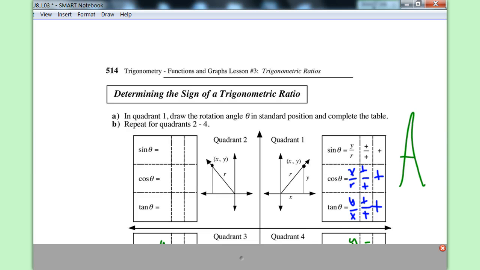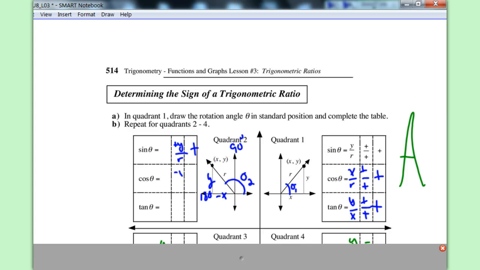All ratios are positive in quadrant 1. But when you go to quadrant 2, what do the sides look like? This was an angle theta in quadrant 1. When theta is in quadrant 2, what kind of angle is that? Angles somewhere between 90 degrees and 180. Angles there have x sides that are negative, but the y side, the opposite side, is positive. So you will have a positive y over r, which makes it positive.